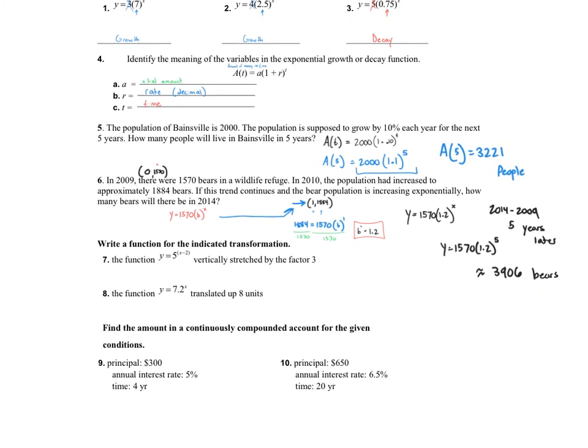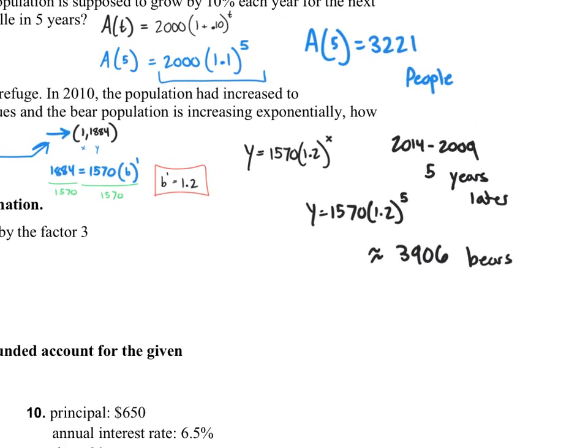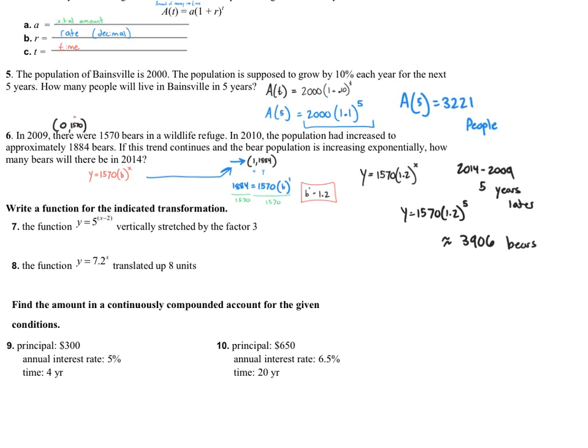So if this wildlife refuge only had so much space, or they were worried about there being too many bears, they might look at this data and make some decisions and be like, whoa, if this population keeps growing at the rate it's growing, we're going to have a lot more bears to deal with in 5 years. And then maybe they take different steps, such as sharing some of the bears with another wildlife preserve, or who knows. But you use exponential growth and decay to make decisions like this.